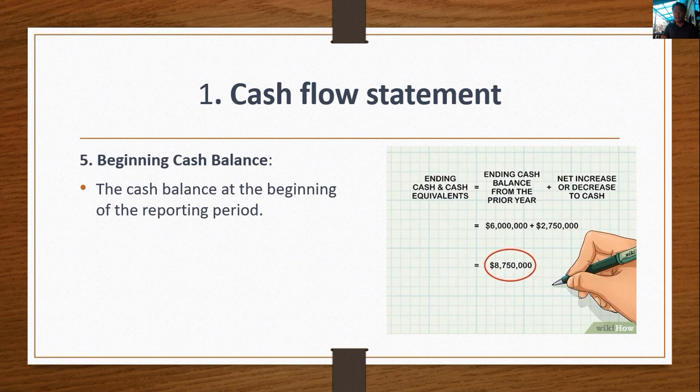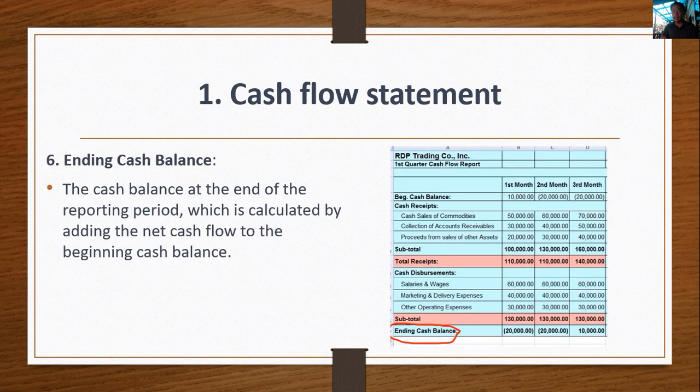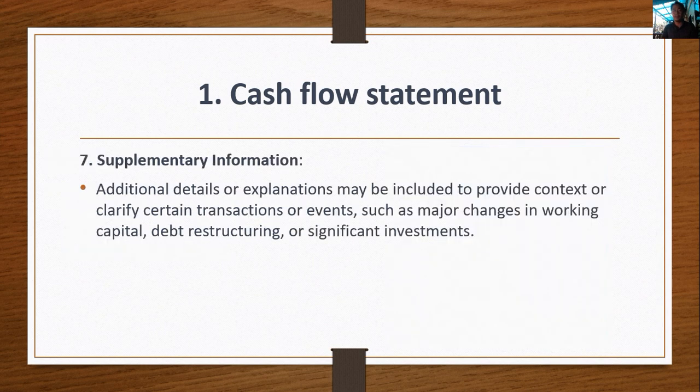The beginning cash balance is the balance at the beginning of the reporting period, as you can see in the example. And your ending cash balance is the cash balance at the end of the reporting period, which is calculated by adding the net cash flow to the beginning cash balance. That will give you what we call the ending cash balance.